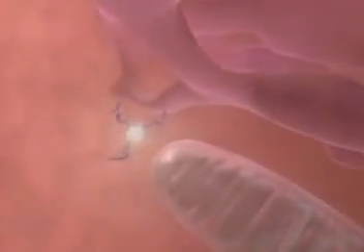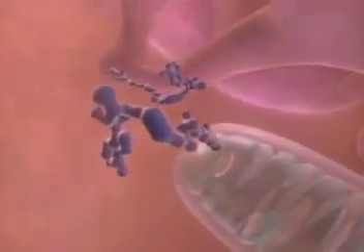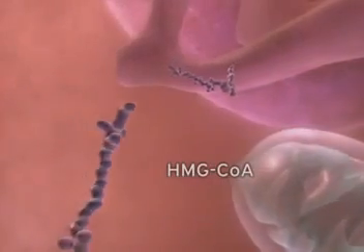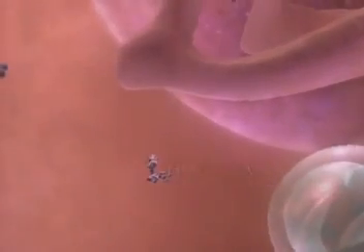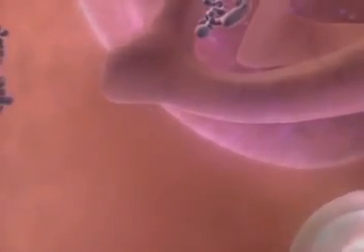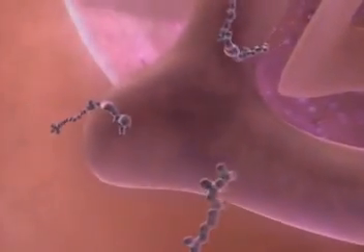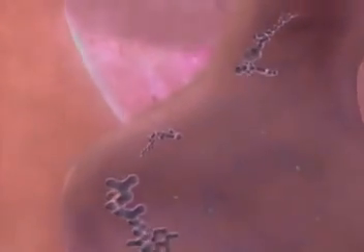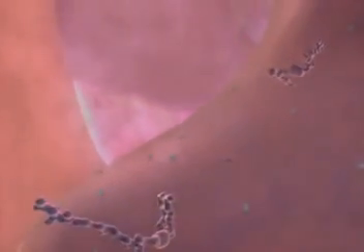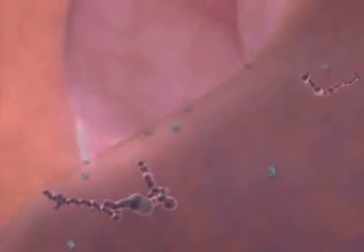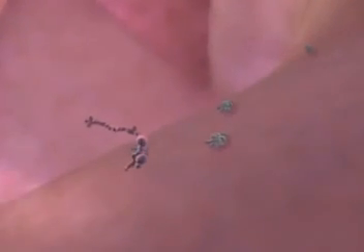Synthesis of cholesterol begins in the cytosol, when three molecules of acetyl coenzyme A interact to form hydroxymethylglutaryl-CoA, HMG-CoA. HMG-CoA then reacts with HMG-CoA reductase, an enzyme that resides in the membrane of the smooth endoplasmic reticulum.